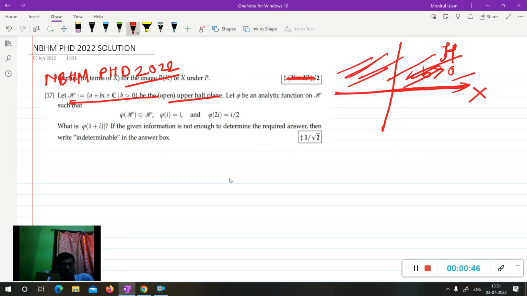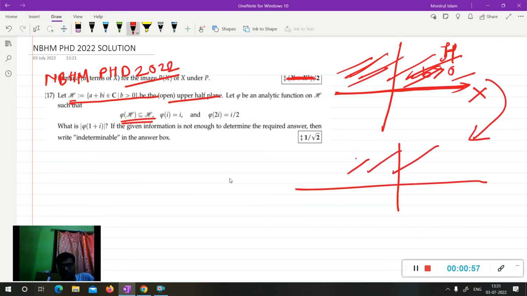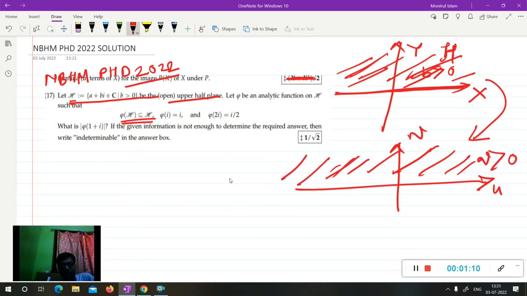And phi being another function on H defined by phi, a subset of H, means phi maps the upper half plane to the upper half plane. In the UV plane, it maps the upper plane to the upper plane, which means v greater than 0. So phi is a transformation that maps upper plane to upper plane.